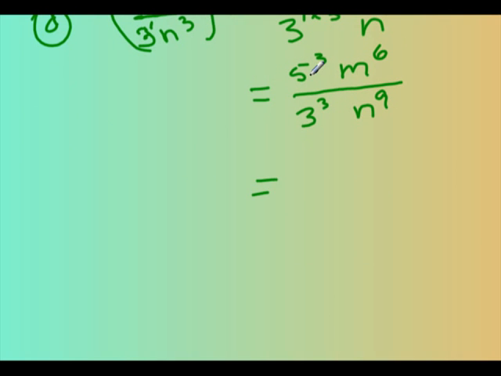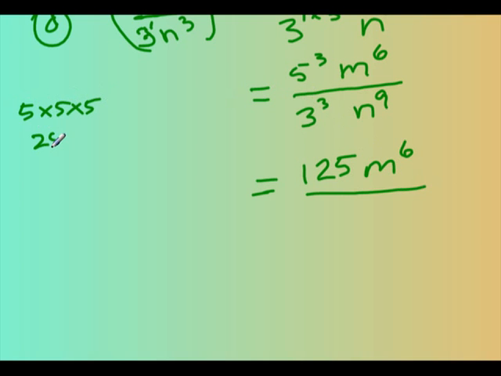Okay, so this is 5 times 5 times 5, which is going to be 125. m to the 6. We should know that 5 times 5 times 5 will give us 25 times 5. Here I record part by part, so we have 25 here times 5 is 125. This is something you should know by heart.